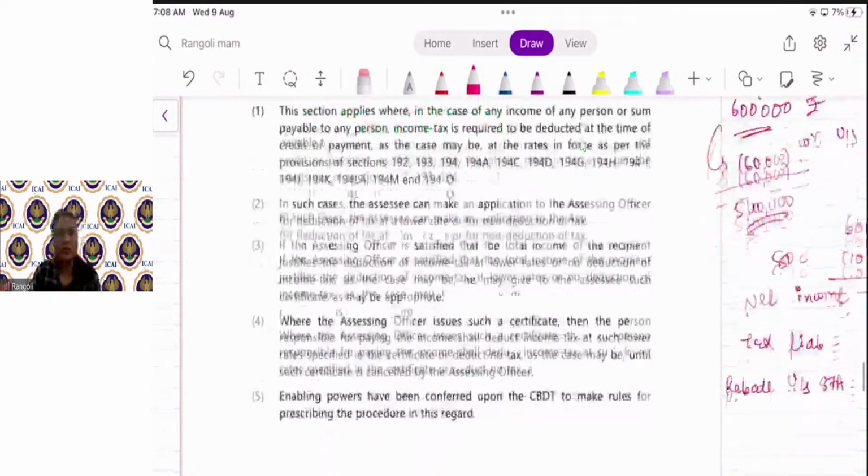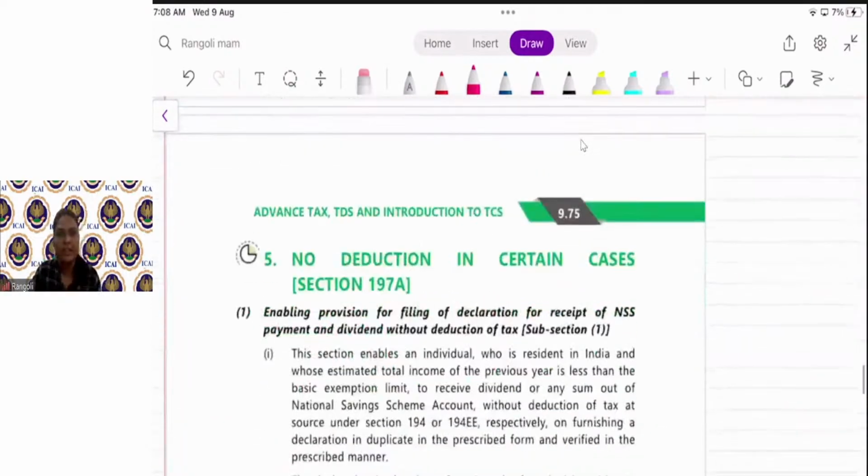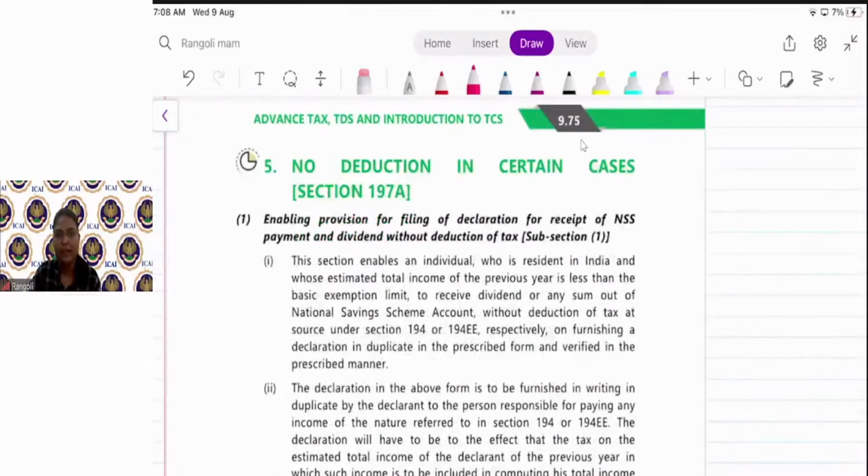Next is no deduction in certain cases. Section 197A is the enabling provision for filing a declaration for receipt of NSS payment and dividend without deduction of tax. Here two sections are covered where you can apply for no deduction. Here you need to give a declaration to the payer in duplicate form. The form and the manner of submission is already provided.